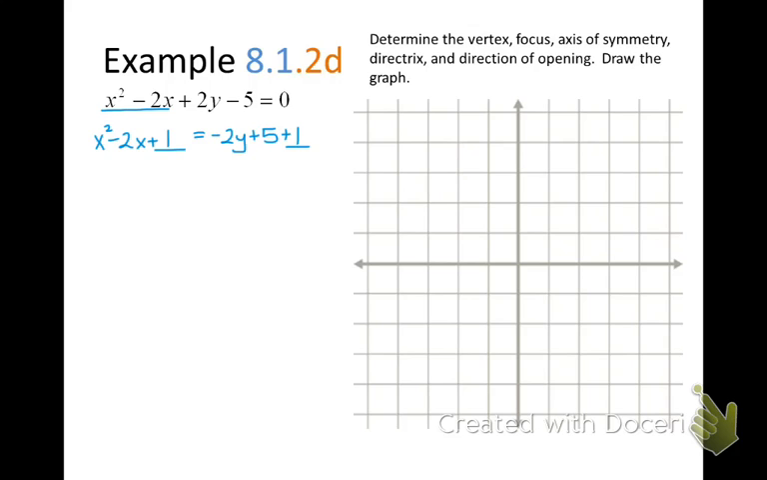So now when I'm looking at this, what does the left-hand side here turn into? Good. (x − 1) squared equals this, 5 plus 1 is going to end up being 6. So what, though, do I have to do to this side? Can I just leave that as negative 2y plus 6? No, what do you have to take out? You have to take the negative 2 out, so that will be y minus 3.